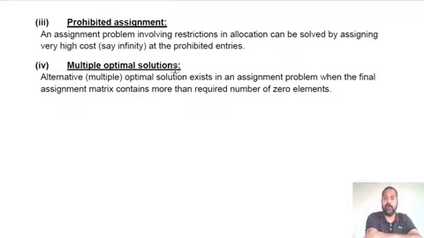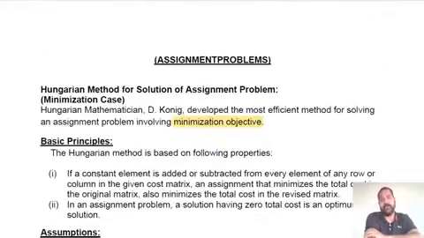And the last is multiple optimal solutions. I did one question with you with multiple optimal solutions. Alternative multiple optimal solutions exist in an assignment problem when the final assignment matrix contains more than the required number of 0 elements. When there are more than the required number of 0 elements, when you are assigning, you keep going in a loop. You can't cancel a 0, you can't select a 0. That is where you randomly select any one 0 and mark it as an assignment. Cancel the zeros in that row and that column and then mark the diagonally opposite. This is the procedure or method to solve an assignment problem.